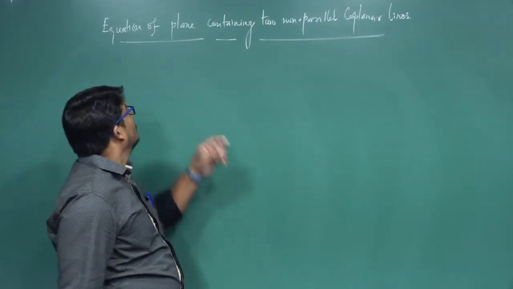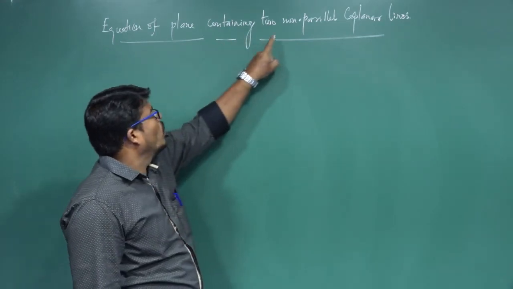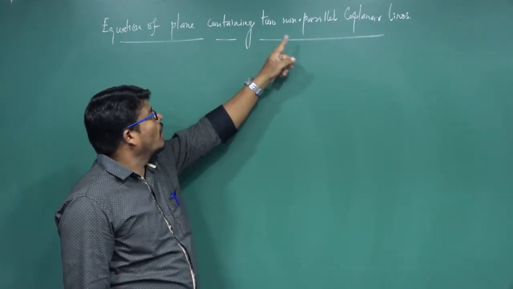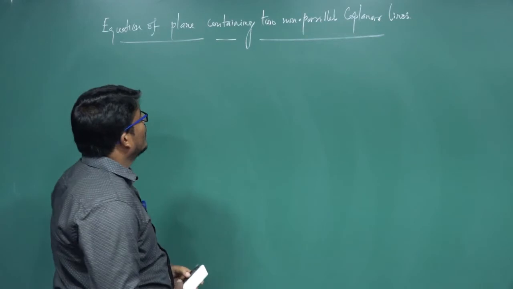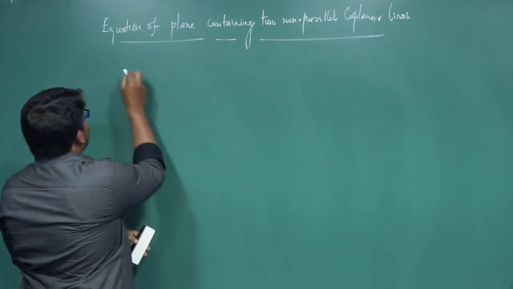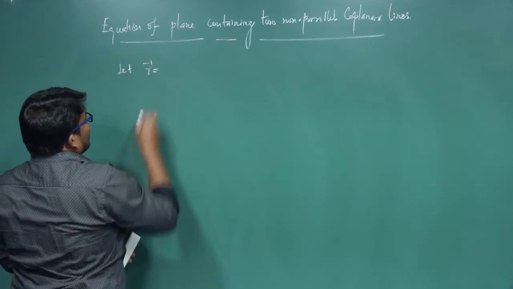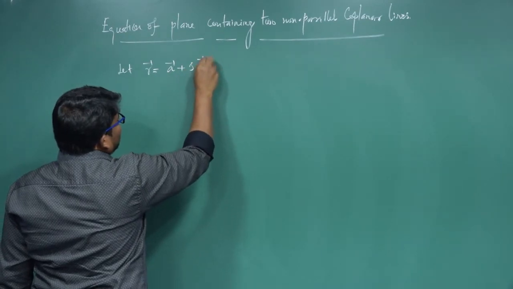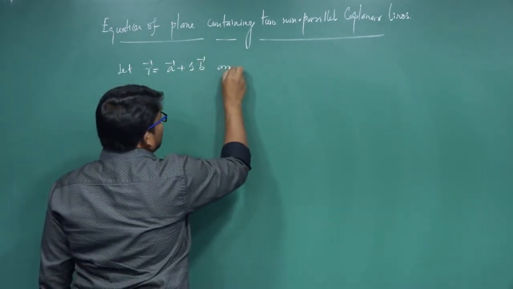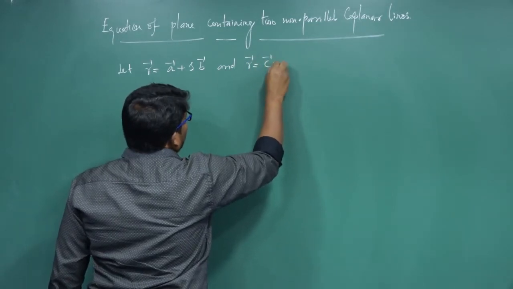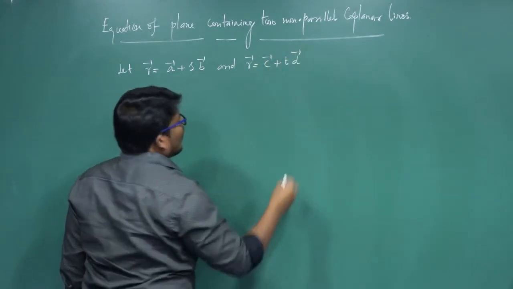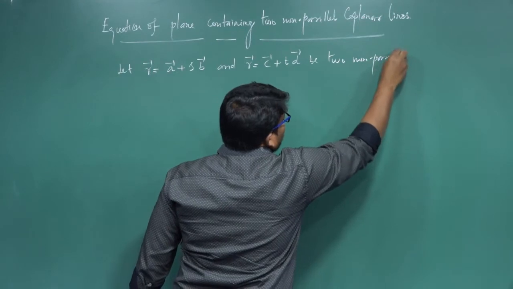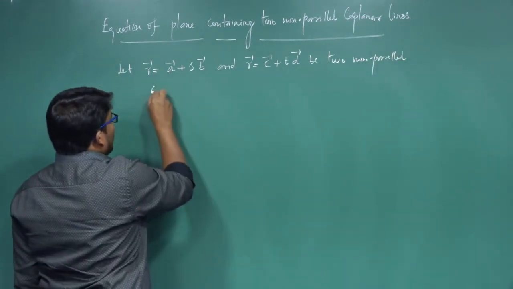The next topic, equation of plane containing 2 non-parallel coplanar lines. Given two non-parallel coplanar lines, let r vector equal to a vector plus s b vector and r vector equal to c vector plus p d vector be the two non-parallel coplanar lines.